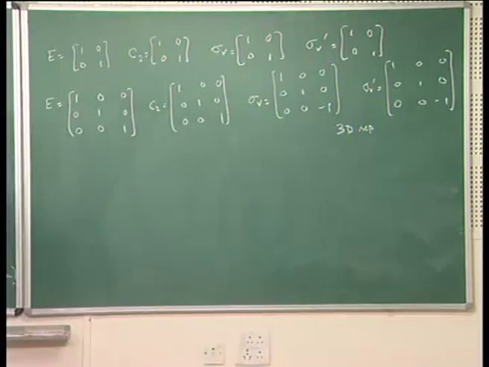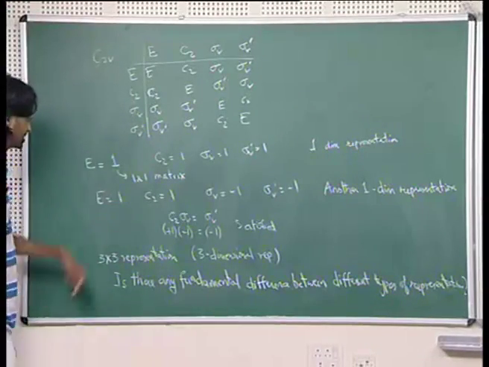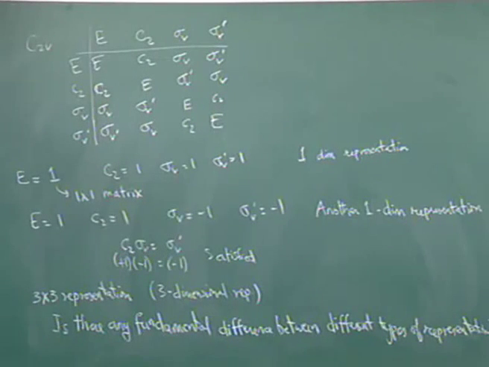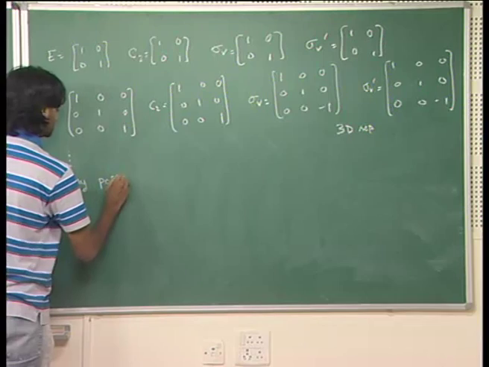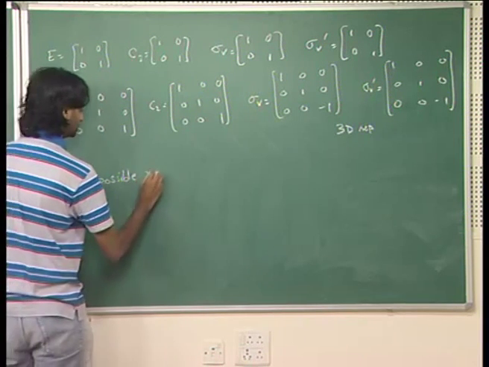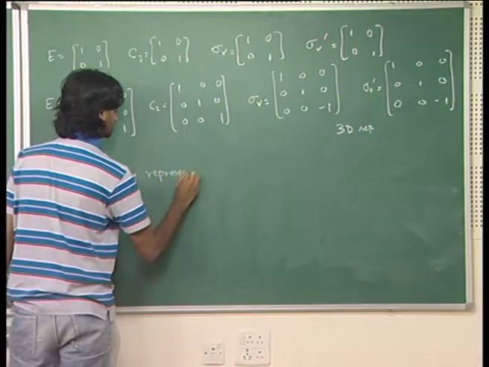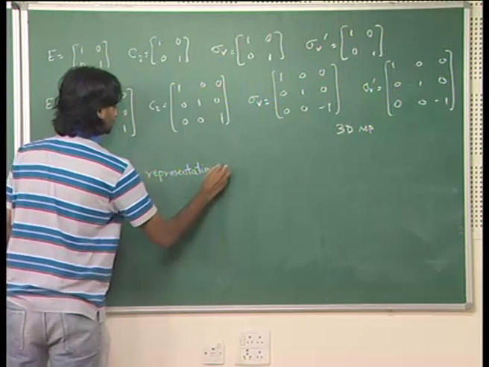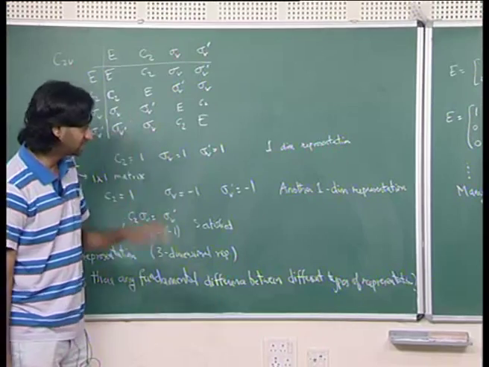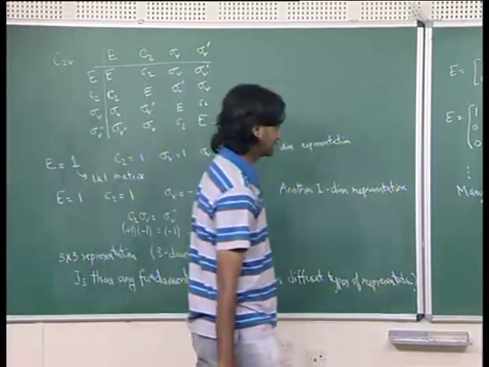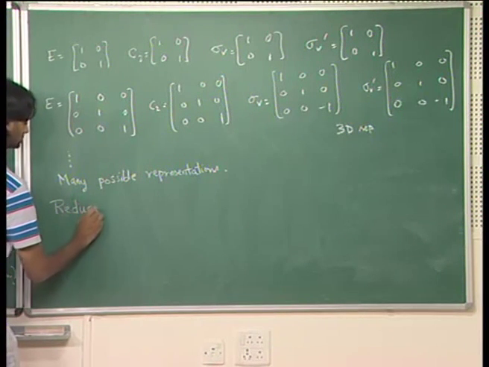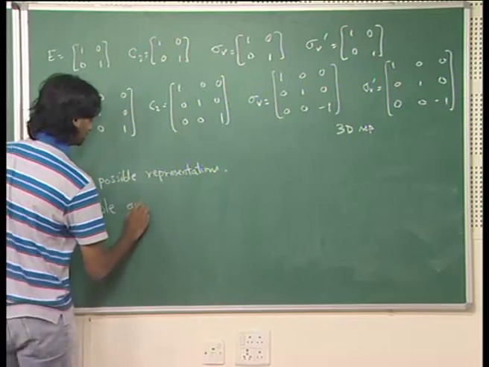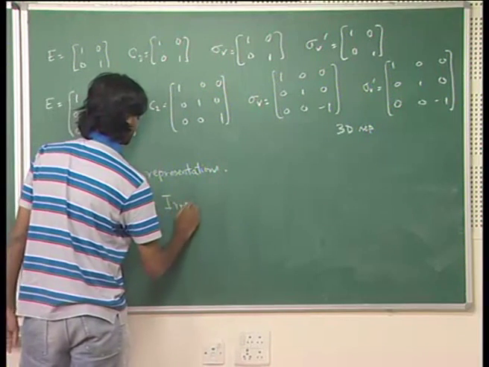Okay. Alternatively, I can also use the usual 3 by 3 matrix representation. So there are many possible representations. Okay. Now we'll distinguish between reducible and irreducible representations.